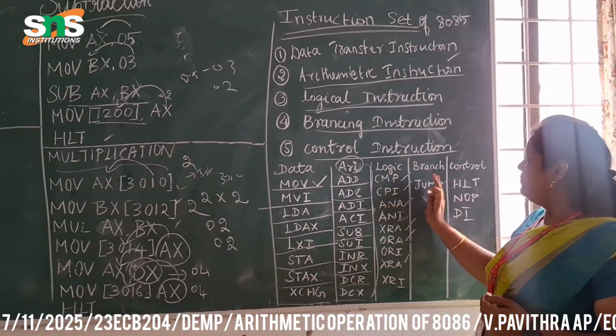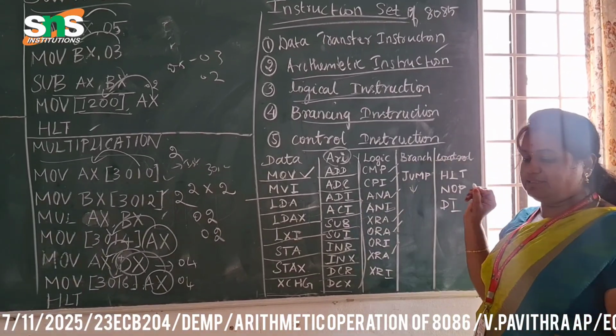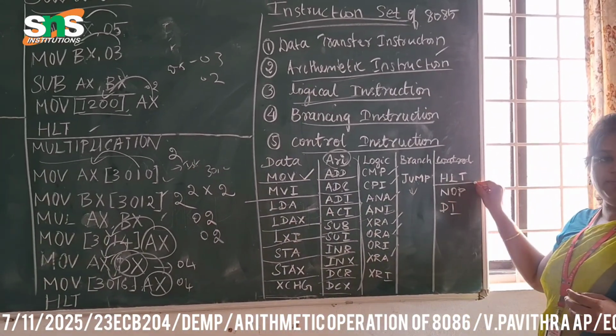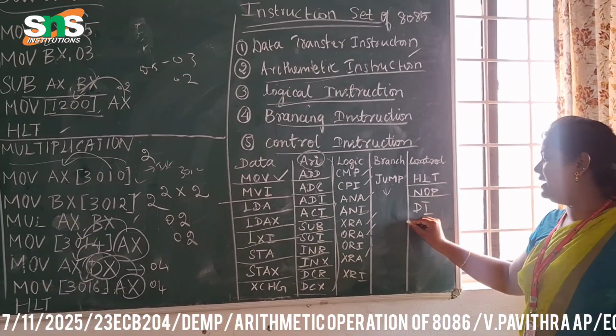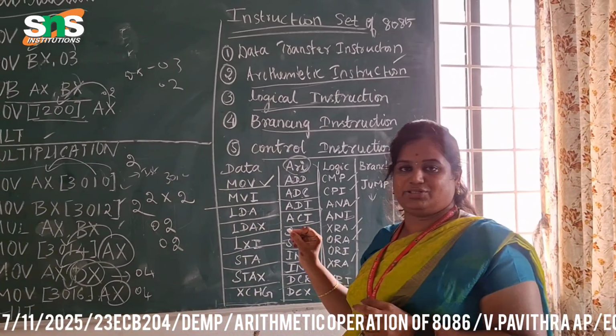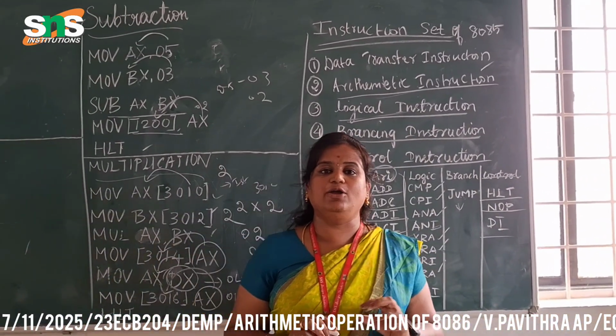These are all the branching instructions: jump, looping and all. Then control, as I already said: HLT is halt the program, NOP is no operation, DI is disable interrupt. So these are all the instruction sets of 8085. I hope you like this video.